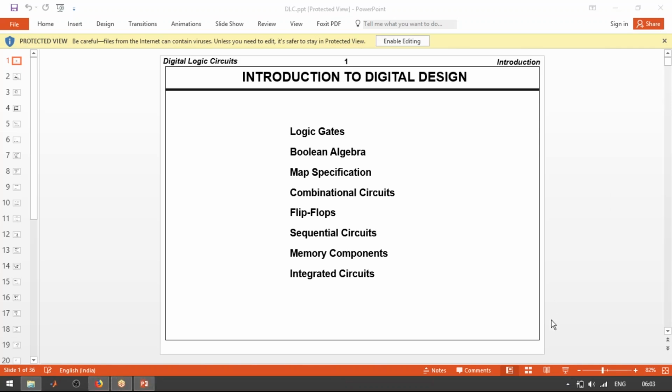So did you download the software? Yeah, we have downloaded Xilinx.